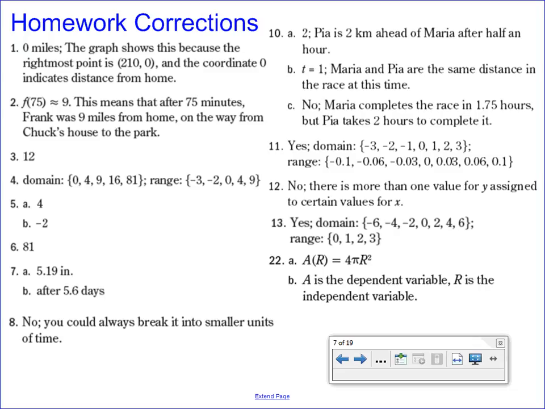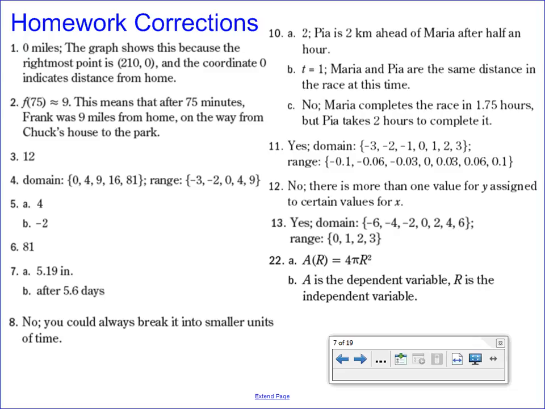The range, negative 3, negative 2, 0, 4, 9. 5A is 4. B is negative 2. 6 is 81. 7A is 5.19 inches. B, after about 5.6 days. 8, no. You could always break it into smaller units of time, so you can continue finding smaller and smaller increments of time.